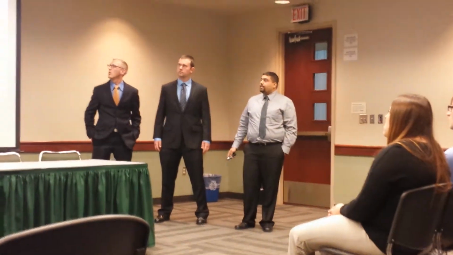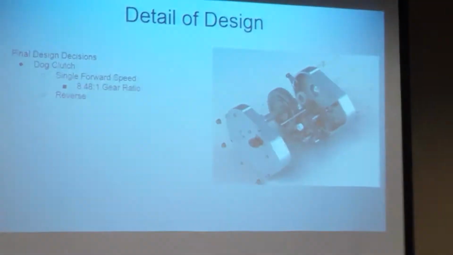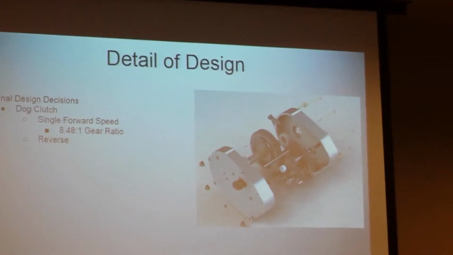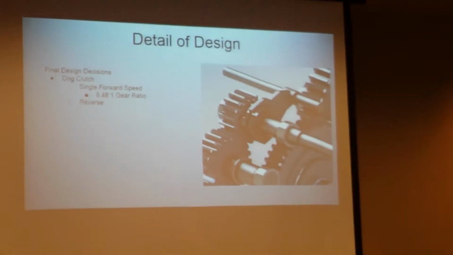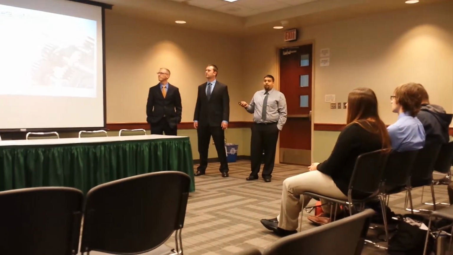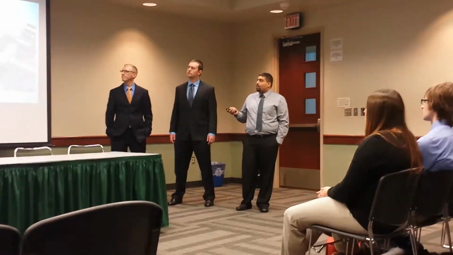Alright, so for our design, here's our gearbox, and it's going to have a dog clutch with a single bore drive, and a gear ratio of 8.48 to 1 with reverse. Our dog clutch is basically this gear right here that engages this gear either forward or reverse with its dog teeth that go in. For it to shift over from forward to reverse, we have the shifting mechanism that will allow the dog clutch to shift back and forth. And I'll hand it over to Nick.